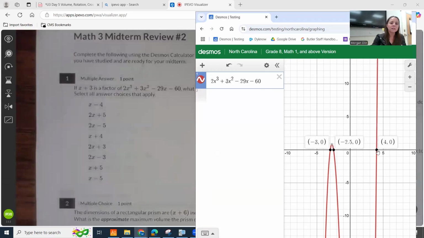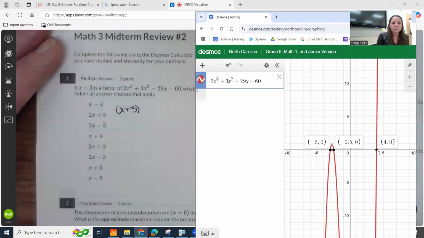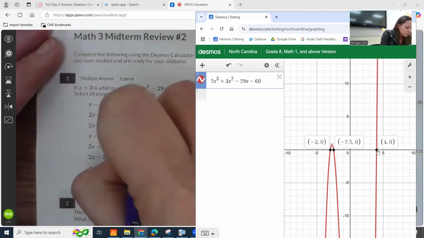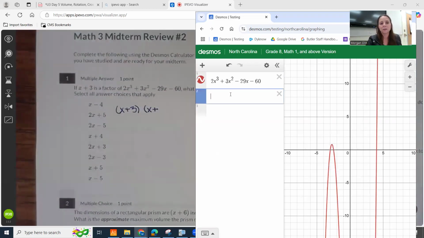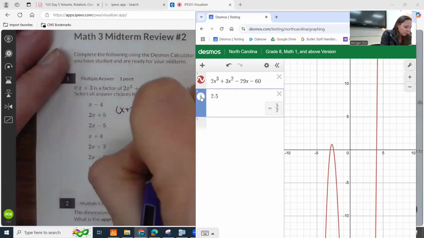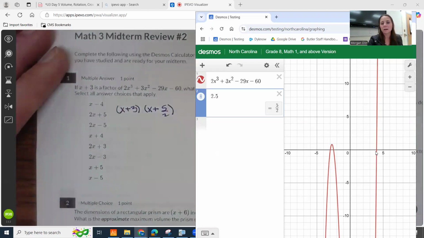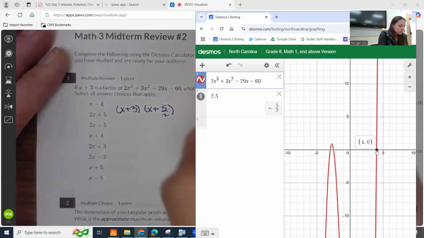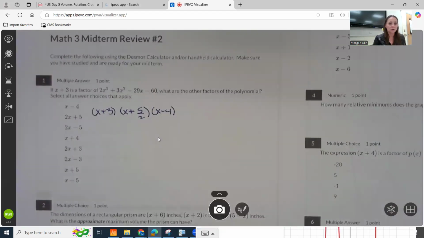So here's the thing. If you see -3, then x plus 3, think opposite, is a factor. If you see -2.5, then x plus, now I want to write 2.5 as a fraction. If you don't know how to write 2.5 as a fraction, you can type it in and hit it this way. So it's 5/2. And then the other one right here is 4. So x minus 4. These are all factors. This one's kind of select all the answer choices.